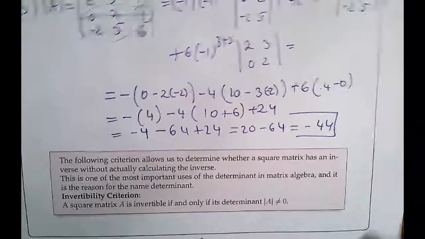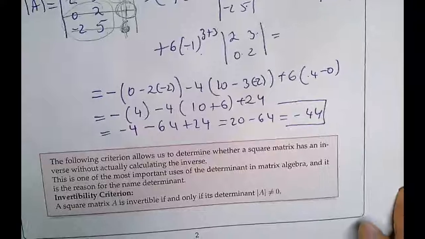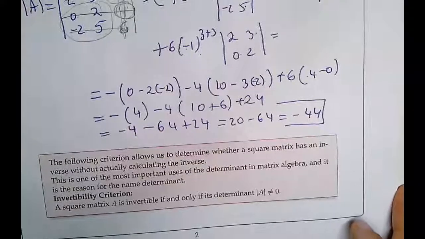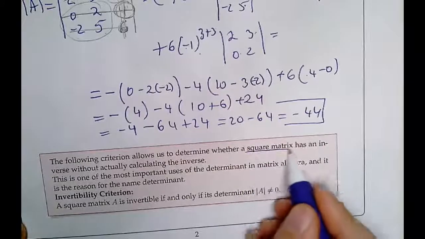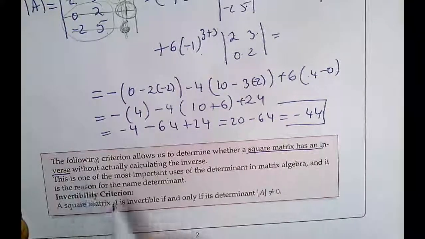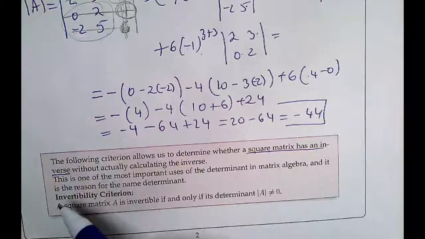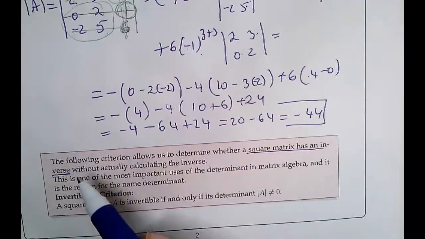Okay, so in order to find the solution of a system of linear equations using determinants, we have to make sure that we are working with matrices that are invertible, so matrices that have an inverse. The following criterion allows us to determine whether a square matrix has an inverse or not. Remember, last time we went over how to find inverses and how to calculate them.